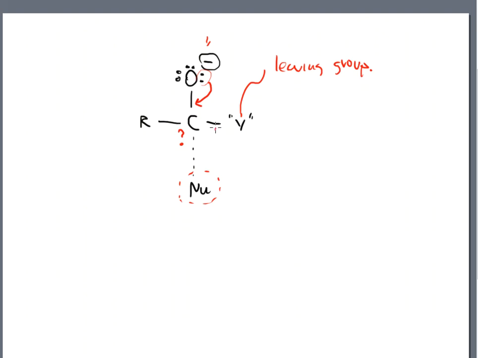So this bond, boink, those electrons go to the leaving group, and carbon and the rest of the molecule says bye-bye, bye-bye. That's what happens, and the leaving group goes away. The mechanism is the same no matter what type of leaving group that we have here.